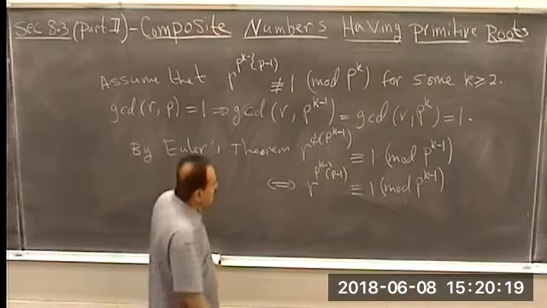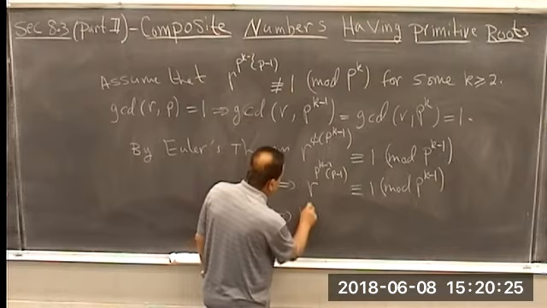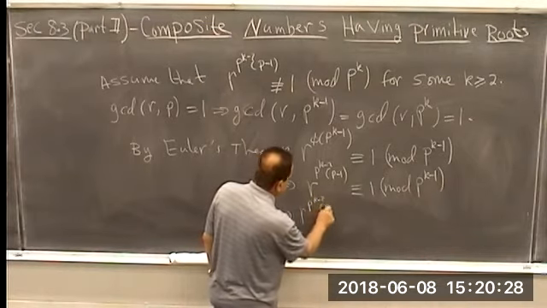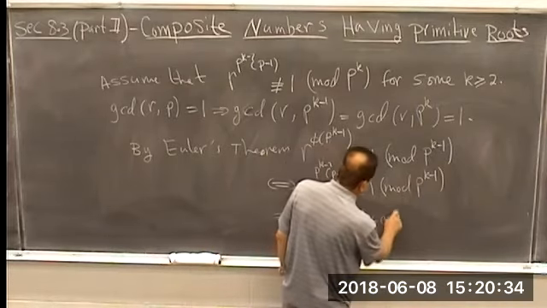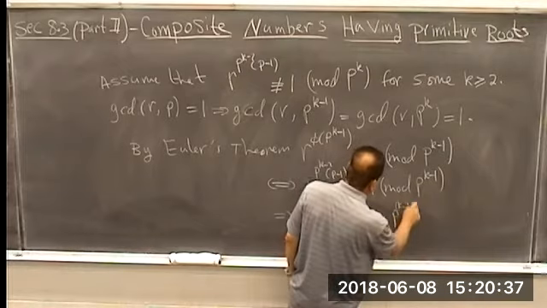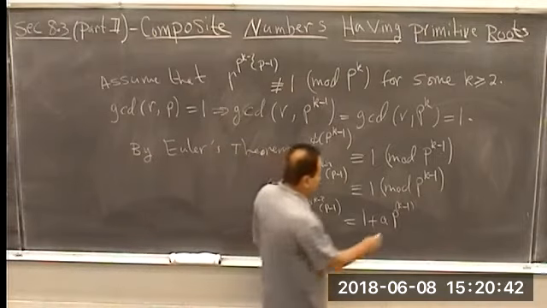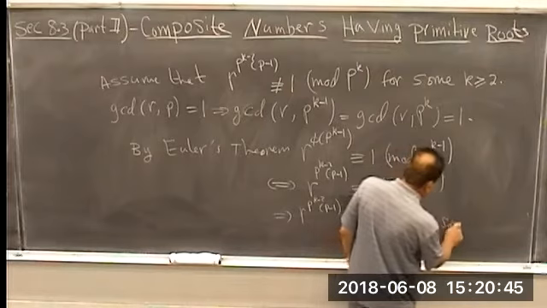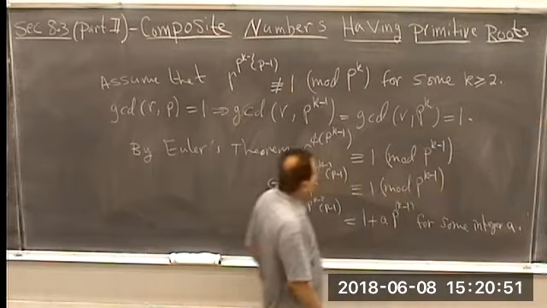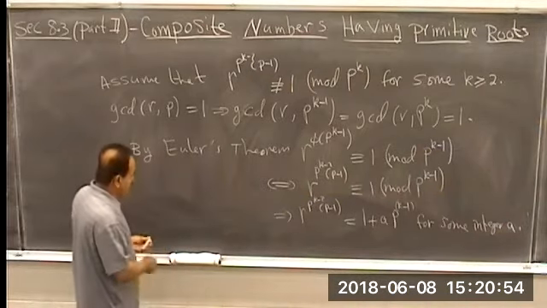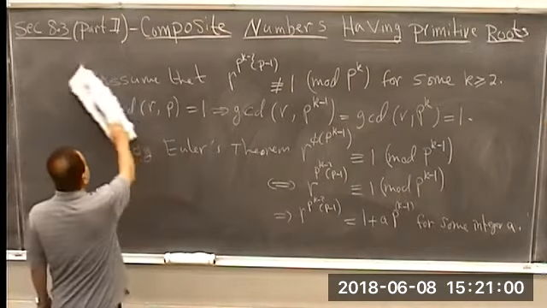All right, what does this imply? This means that we can write r to the p to the k minus 2 times p minus 1 as equal to 1 plus a times p to the k minus 1, because it divides, and when I change the divisibility relation into equality, we get this for some integer a. Well, we're going to take this equality and raise it to the pth power. So we're going to take the pth power of both sides.